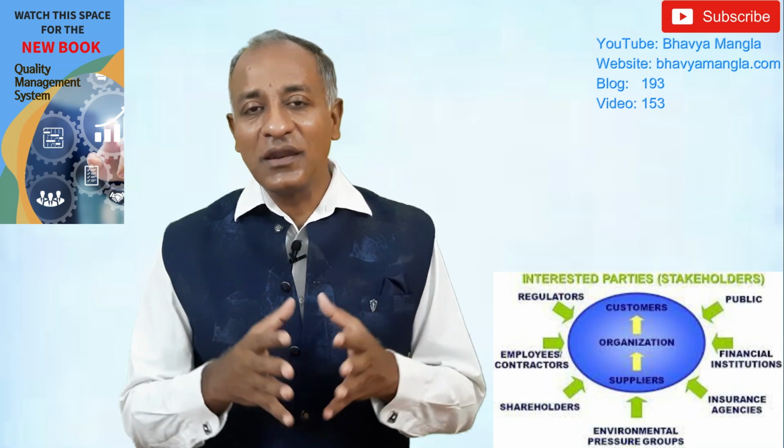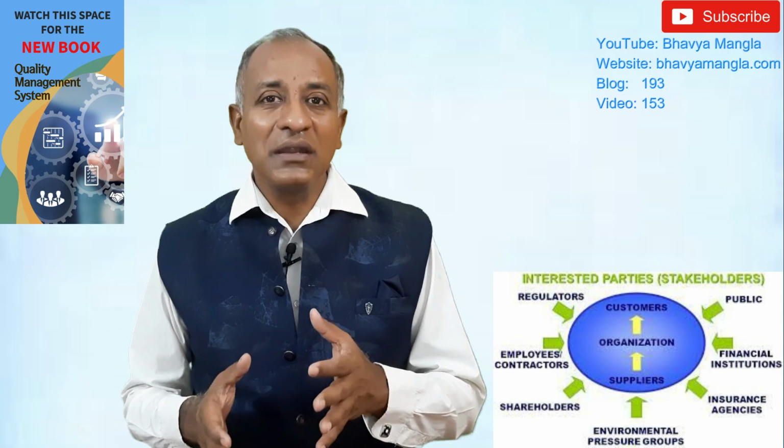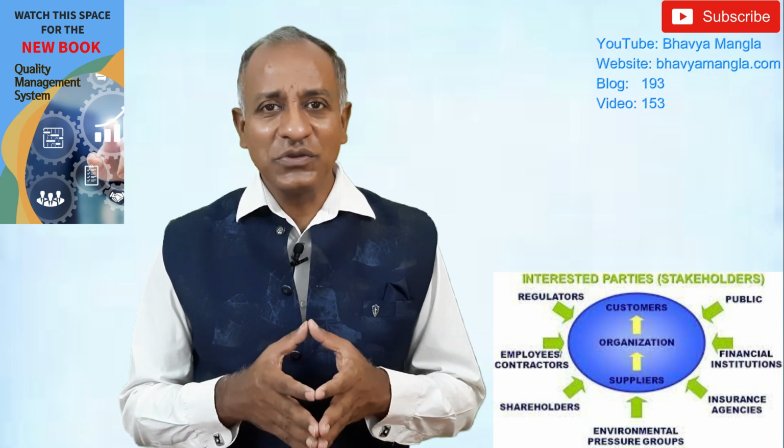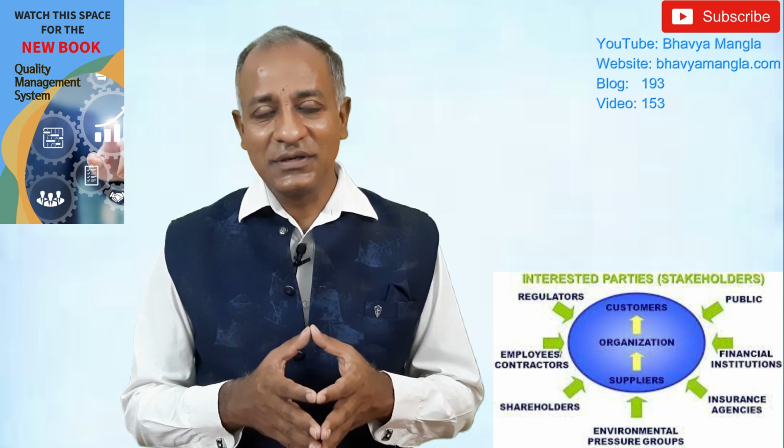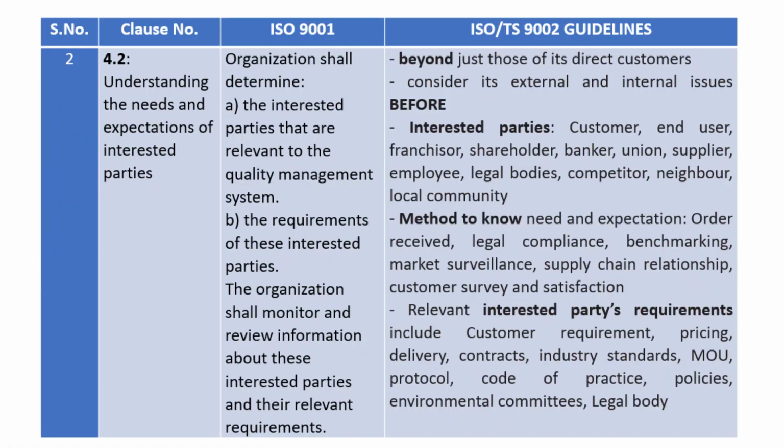So again, there are so many things in ISO TS, but if you go through ISO 9000, hardly any information is there. But once we go through ISO TS 9002, we come to know that when we are talking about needs and expectations of interested parties, first of all, it goes beyond the direct customers. Then we are primarily talking about internal and external issues before, not after.